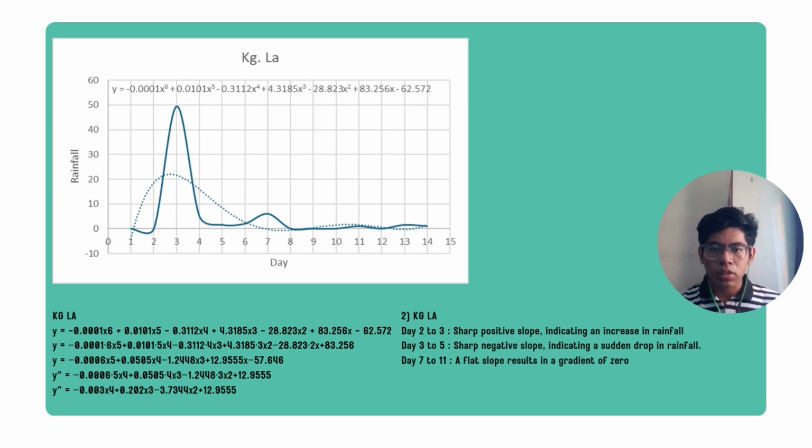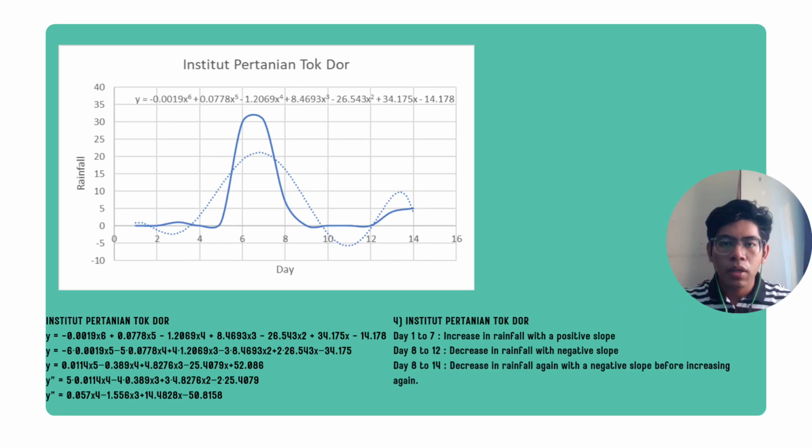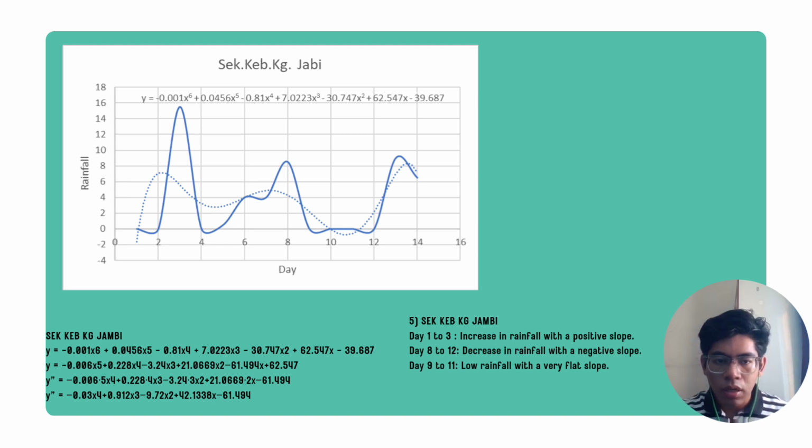This is the rainfall graph for Kampung La and the equation for Kampung La. This is the rainfall graph for Jambatan Jetih and the equation for Jambatan Jetih. This is the rainfall graph and equation for Institut Pertanian Tok Dor. This is the rainfall graph and equation for Sekolah Kebangsaan Kampung Jabi.